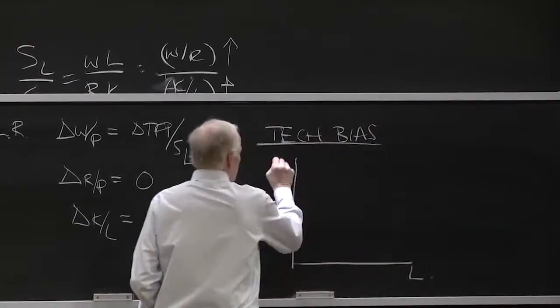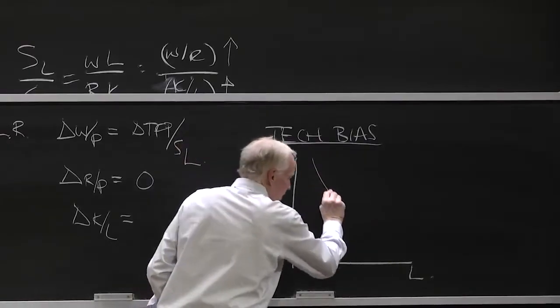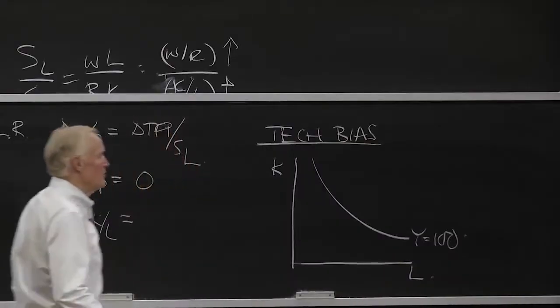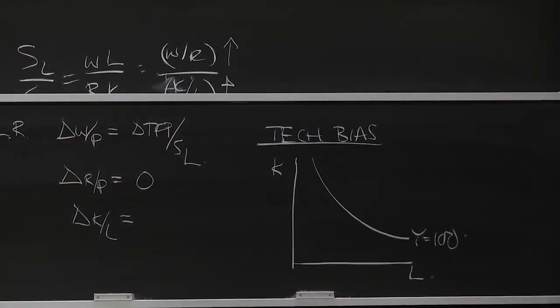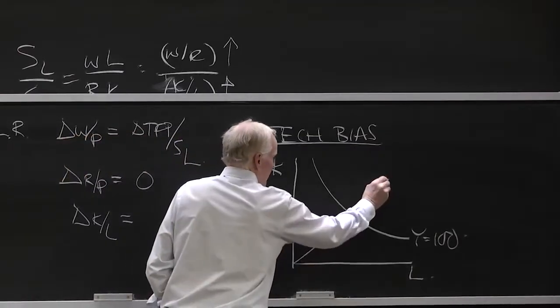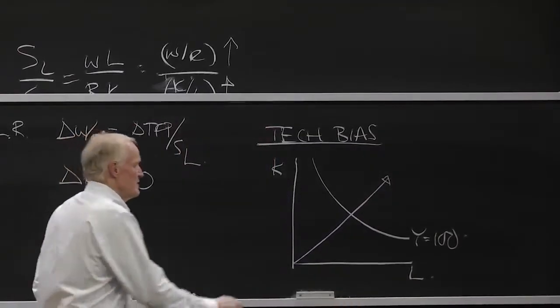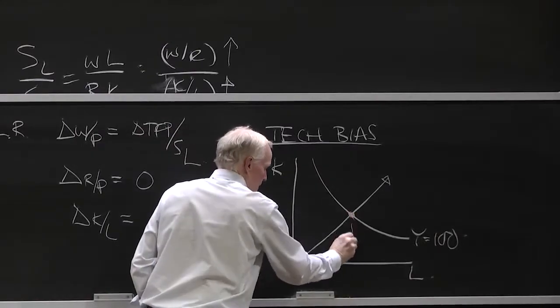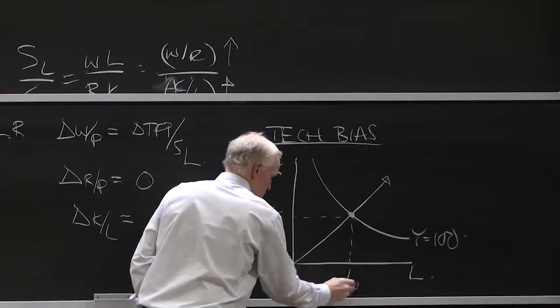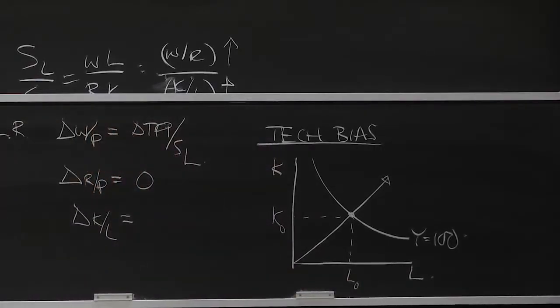Here's L, here's K. Here's the Y equals 100 isoquant, right? That's the Y equals 100 isoquant. What is technical progress? What do we mean by, say, this is L, K. That's our initial output. What do we mean by technical progress? What happens to the Y equals 100 isoquant when there's technical progress? Which way does it shift?